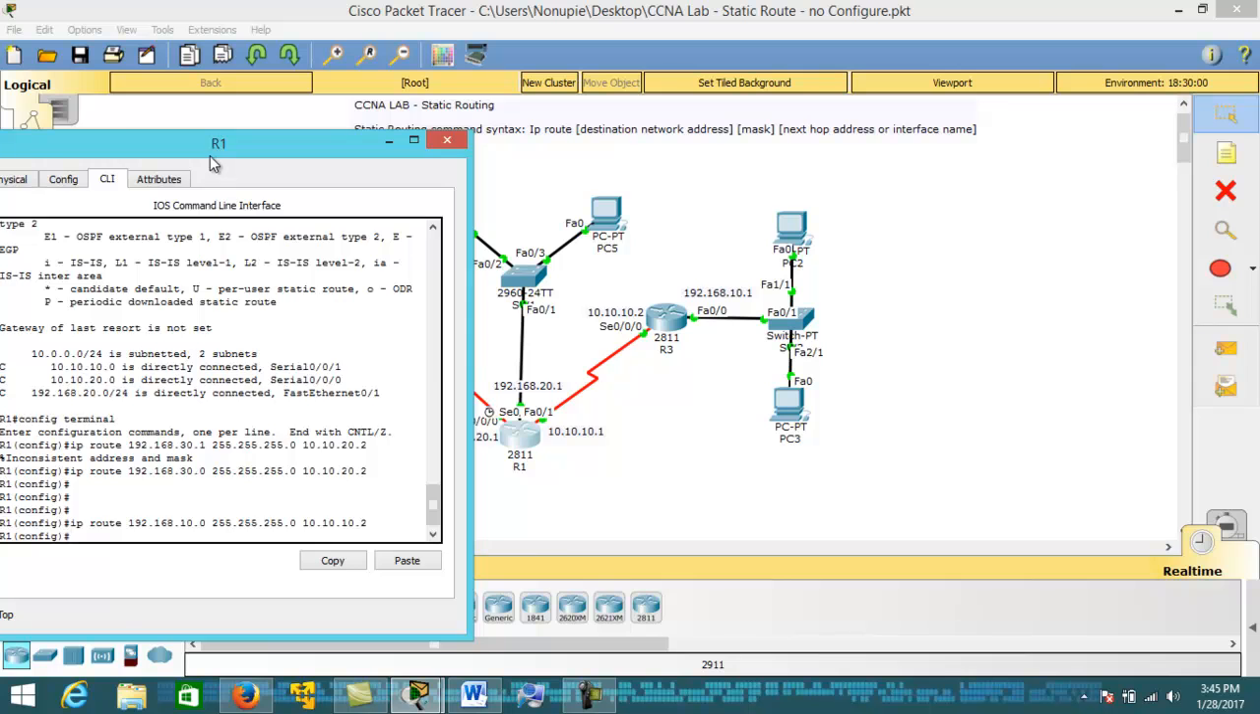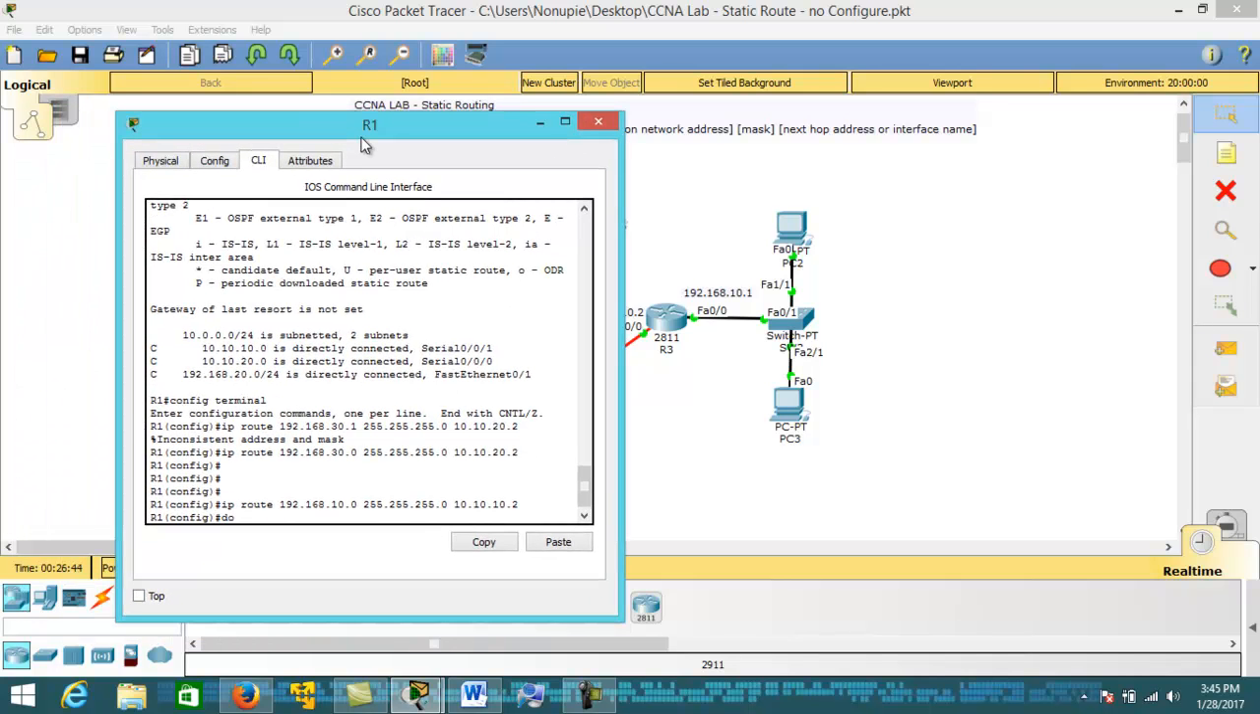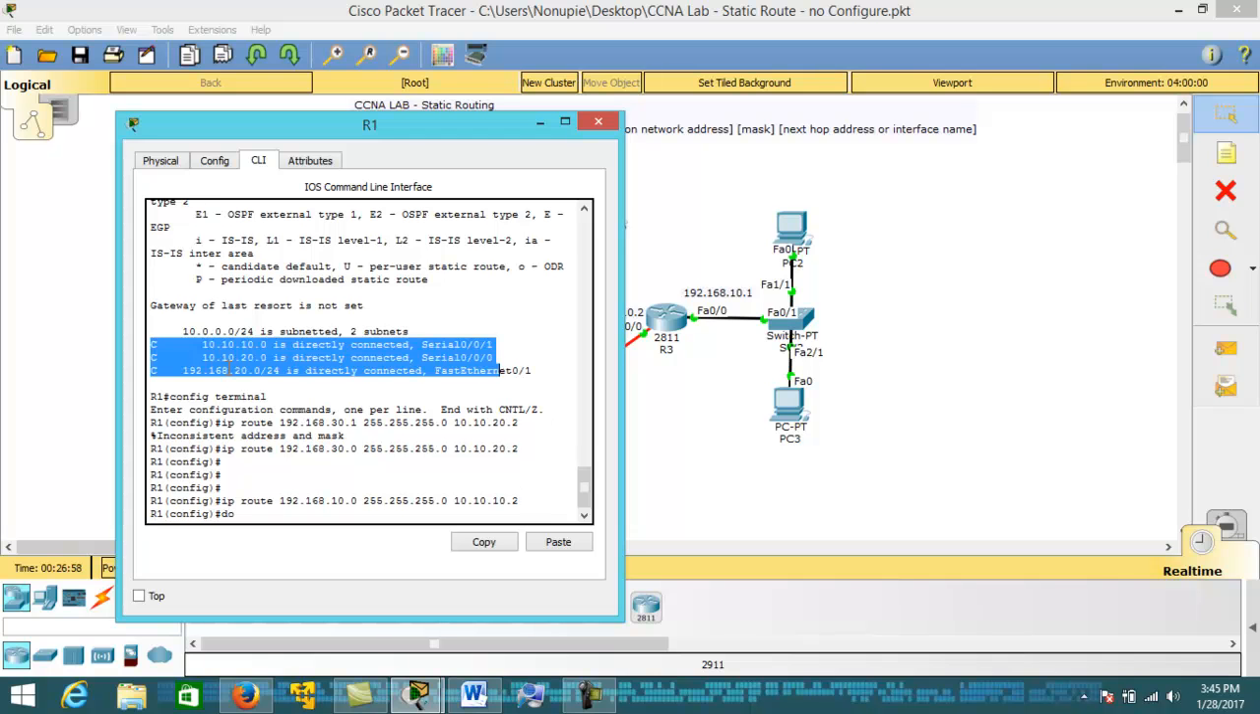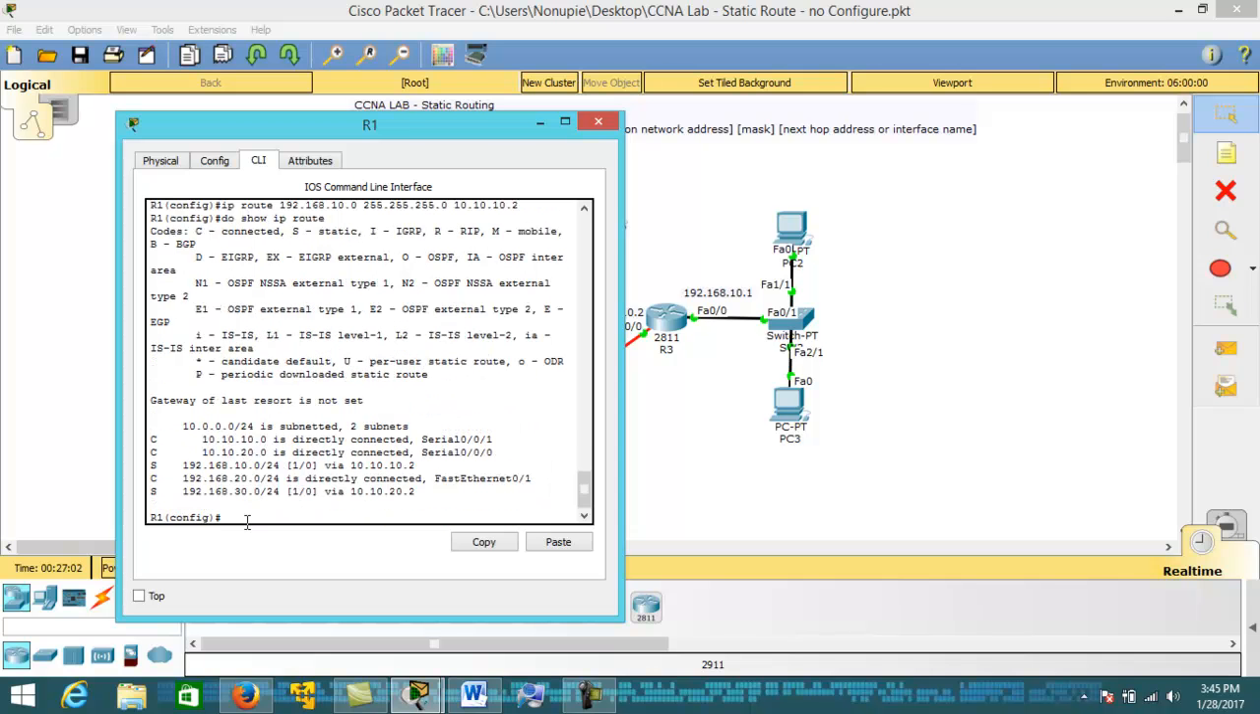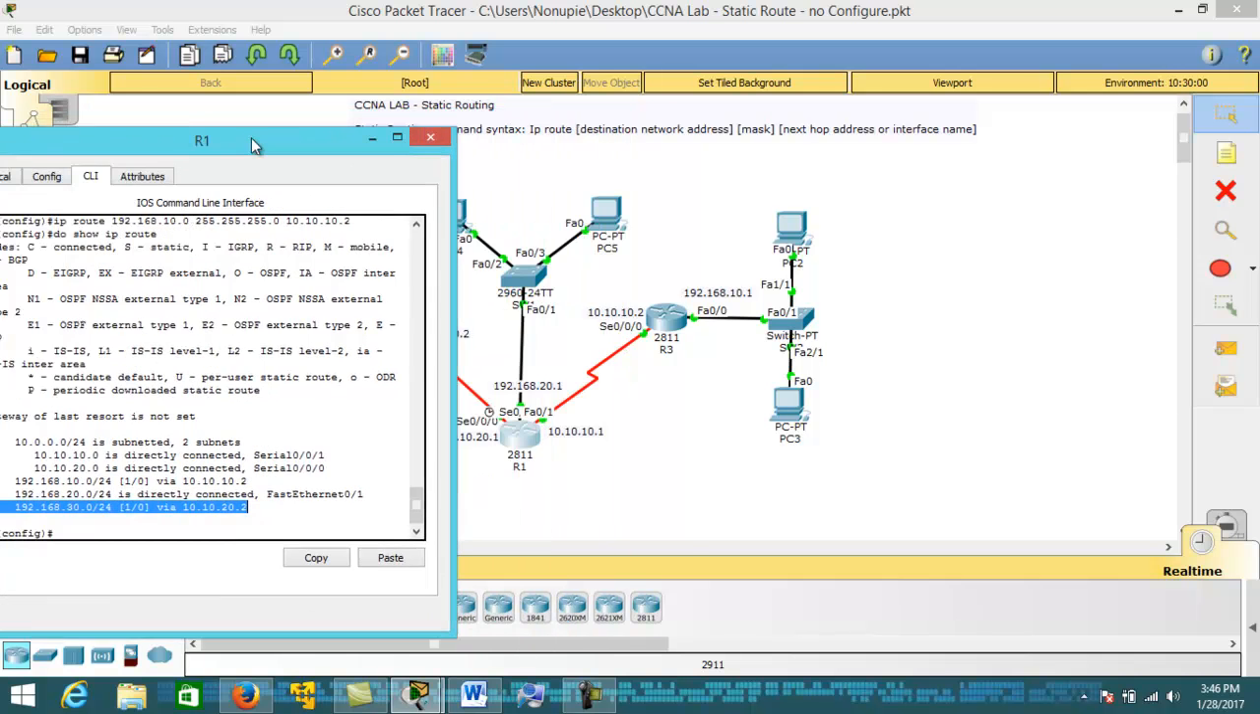Now let us quickly check the IP routing table of this router. Before, there were only 3 networks on the routing table of router R1. After configuring the static route, 2 more routes must be there in the routing table of this router. So let's quickly check it. Do show ip route. Right, so you can see that this and this network are on the routing table of this router.